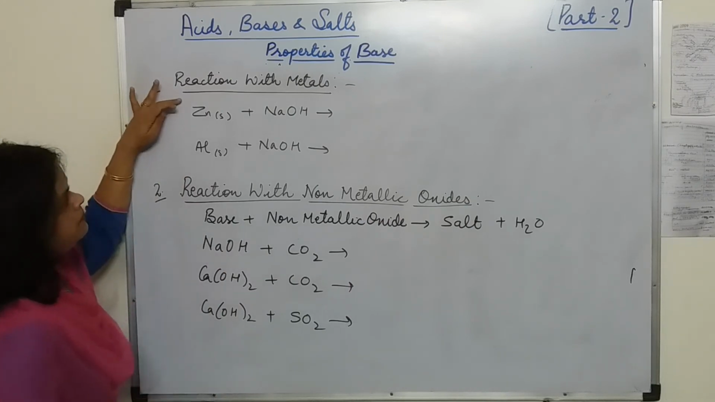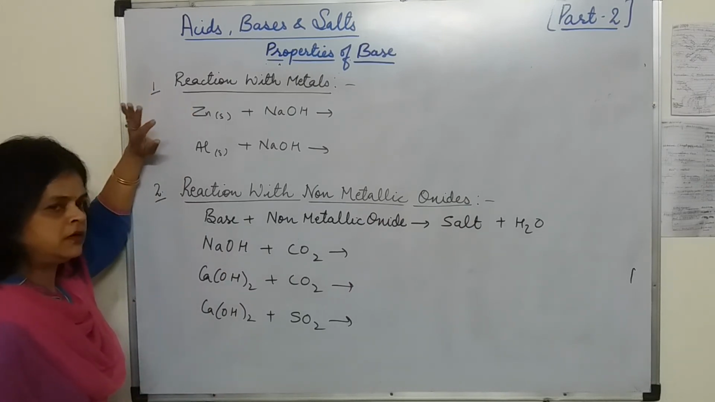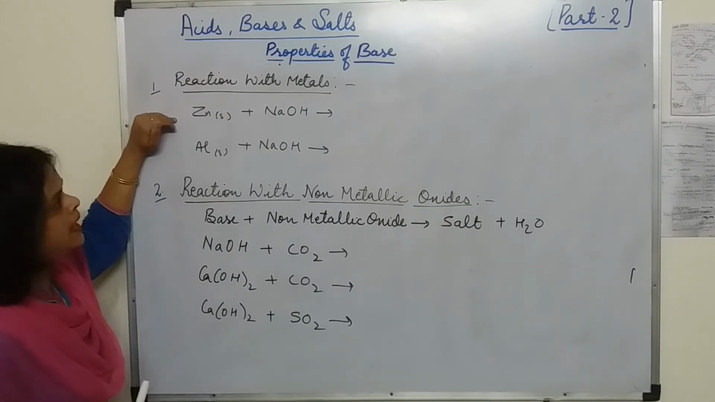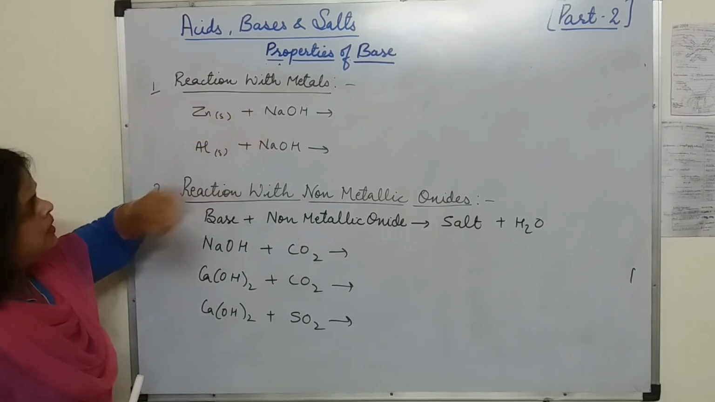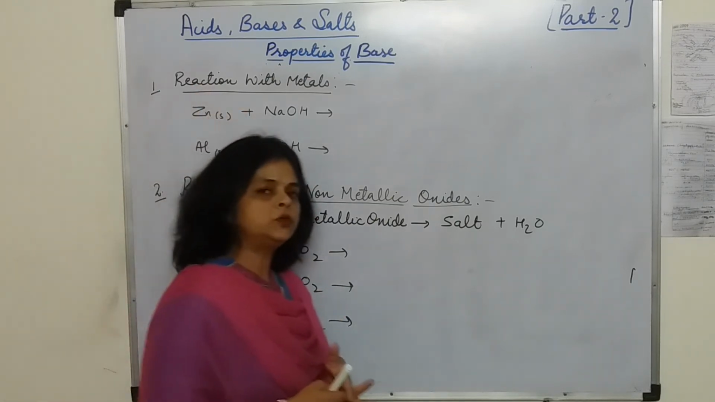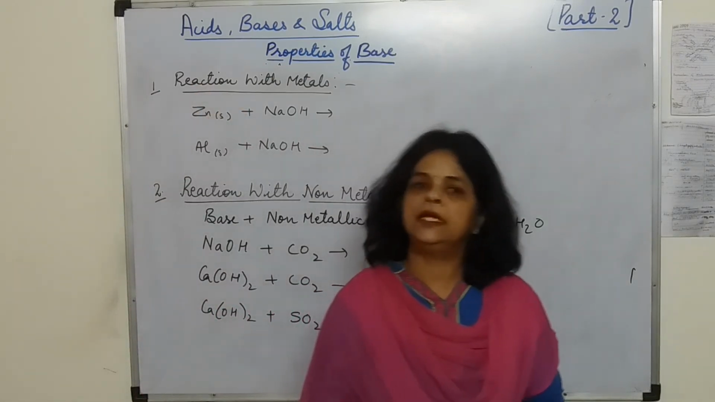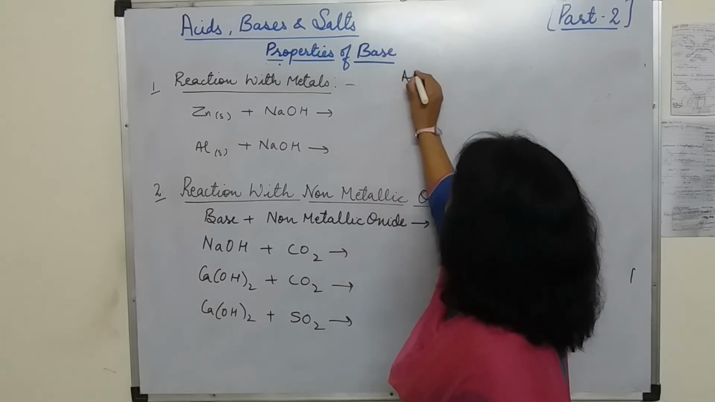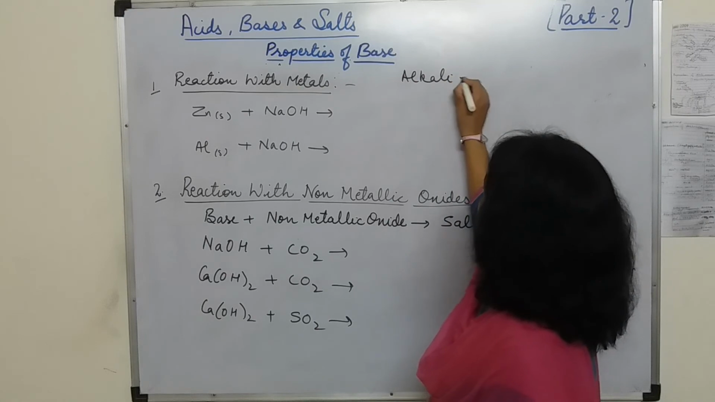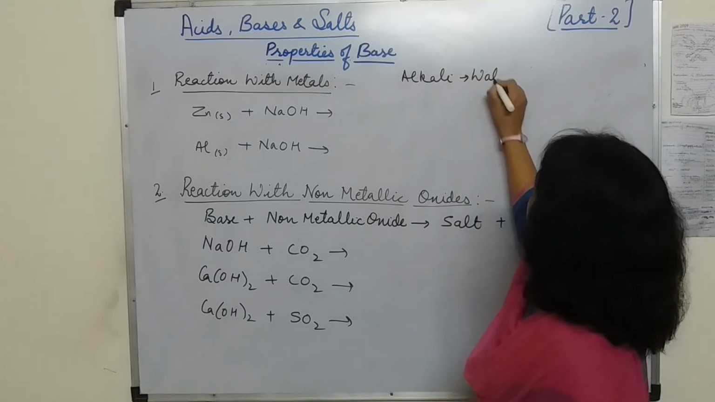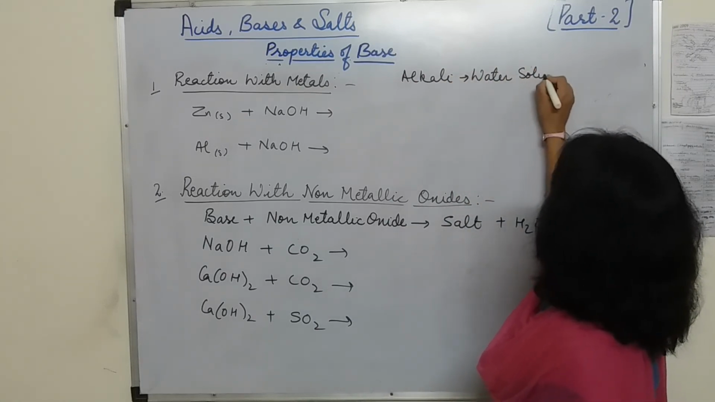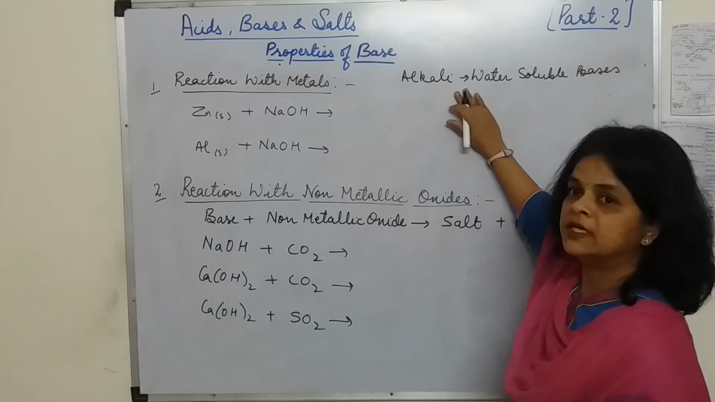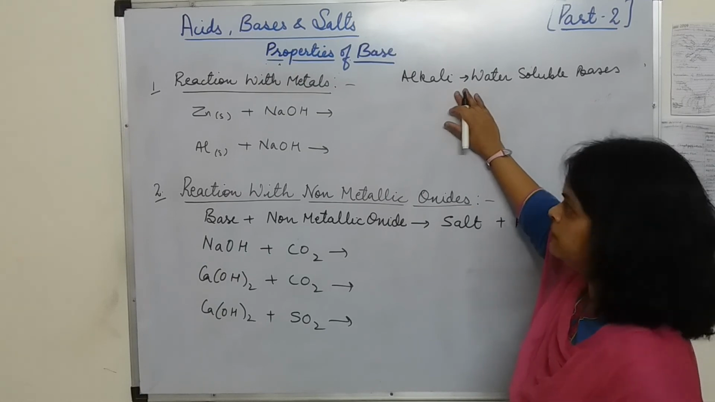Now, whenever bases react with metals, first thing though, there are very few metals which react with strong alkalis, that is NaOH and KOH. What is alkali, students? The water soluble bases like NaOH and KOH are called alkali. One word it is there, alkali. So what is alkali? Water soluble bases. Okay. Water soluble bases NaOH, KOH we can take.